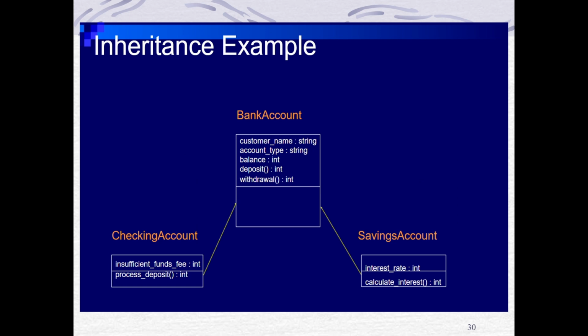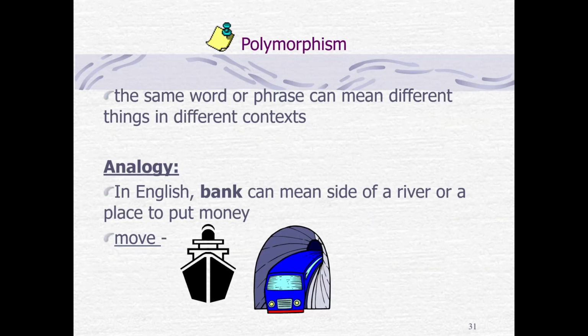For example, the bank account contains some properties, and the checking account, another class, lets us check whether funds are available or deposit. So these two functions are inherited from the bank account class. And in the savings account, the individual persons have accounts with the bank, but their savings and balance are different, and their interest calculation is different. So these two behaviors are inherited from the bank account.